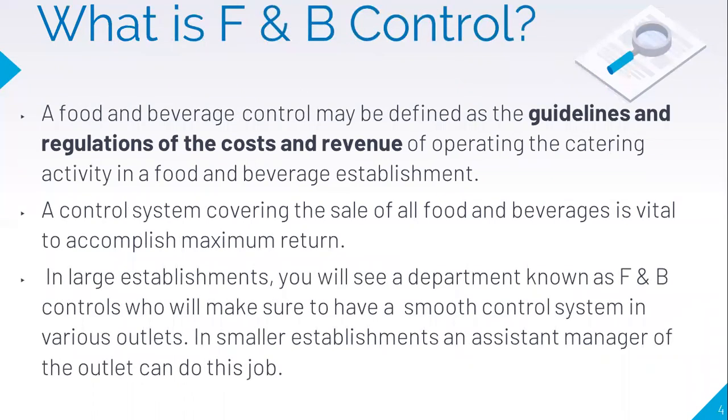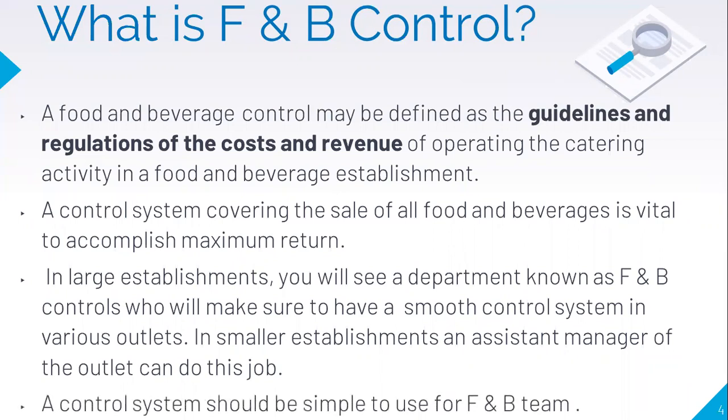In large establishments, you will see a department known as food and beverage control, which will make sure to have a smooth control system in various food and beverage outlets. In smaller establishments, an assistant manager of the outlet can do the same job, as we might not have an entire department working towards the controlling of food and beverage. A control system should be simple to use for the entire food and beverage team.